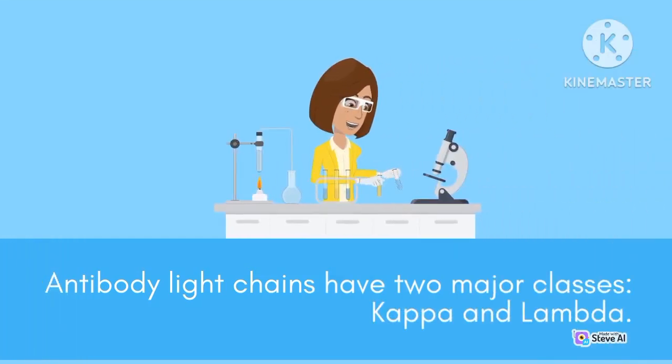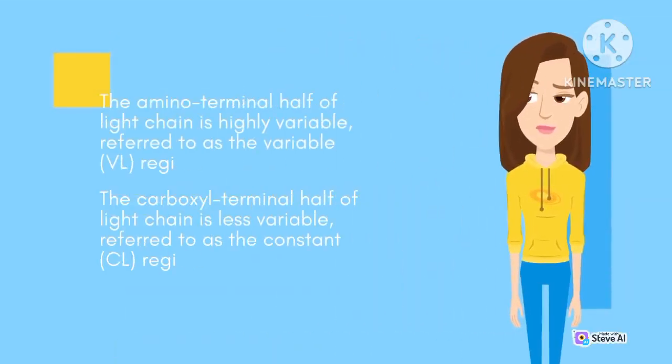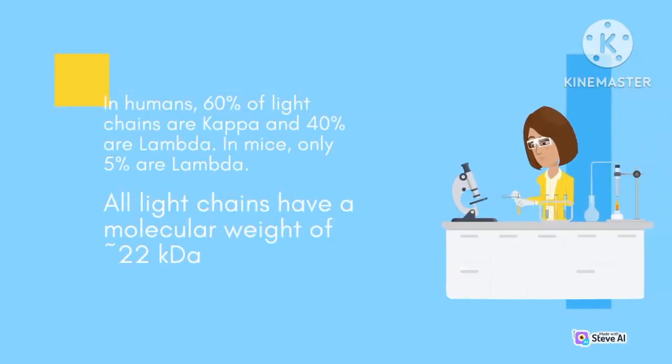Antibody light chains have two major classes, kappa and lambda. The amino terminal half of the light chain is highly variable, referred to as the variable VL region. The carboxyl terminal half of the light chain is less variable, referred to as the constant CL region. In humans, 60% of light chains are kappa and 40% are lambda. In mice, only 5% are lambda. All light chains have a molecular weight of 22 kDa.